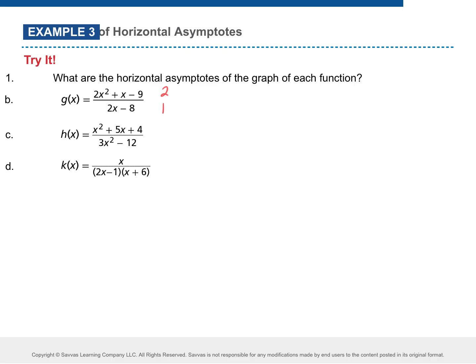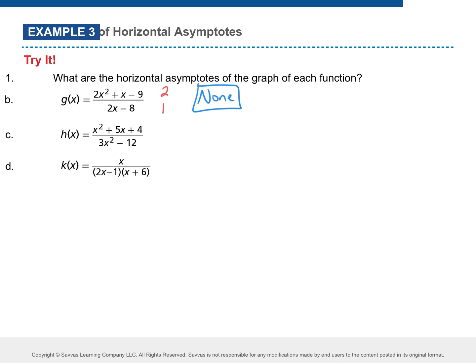No. Is the numerator bigger or smaller than the denominator? It's bigger. So what case are we looking at? What does case 2 say? If the degree of the numerator is greater than the degree of the denominator, what's our horizontal asymptote? None. Yep, so our answer is just none.